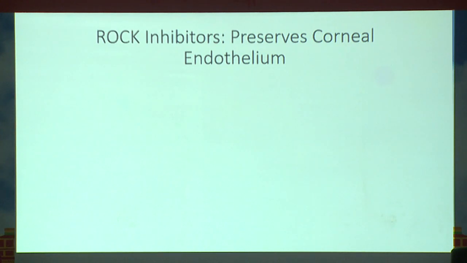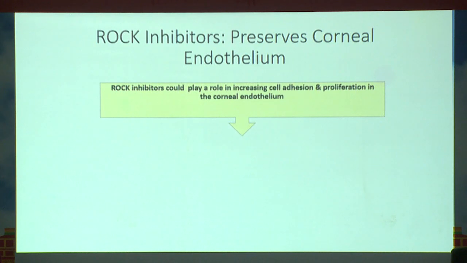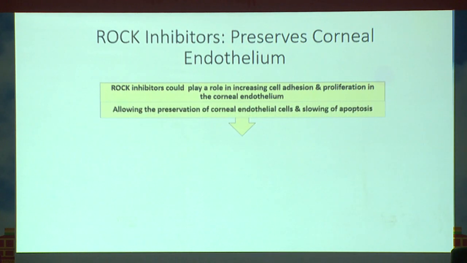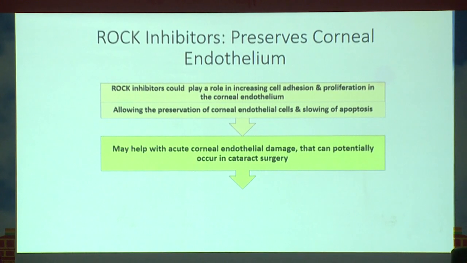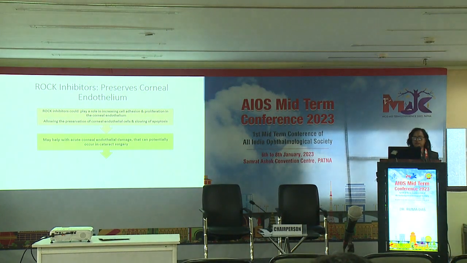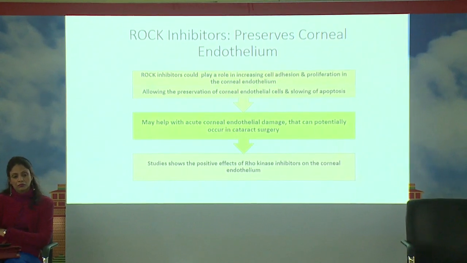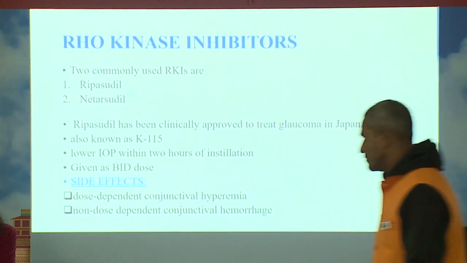ROCK inhibitors preserve corneal endothelium. So ROCK inhibitors could play a role in increasing cell adhesion and proliferation in the corneal endothelium, allowing the preservation of corneal endothelial cells and slowing of apoptosis, which may help with acute corneal endothelial damage that can potentially occur in cataract surgery. Studies show the positive effects of ROCK kinase inhibitors on the corneal endothelium.